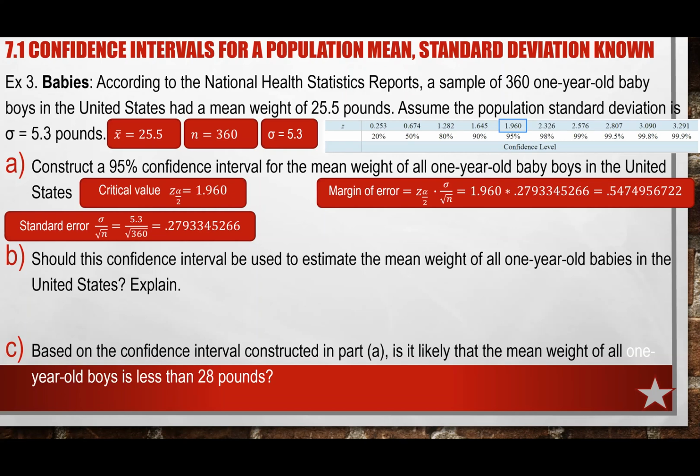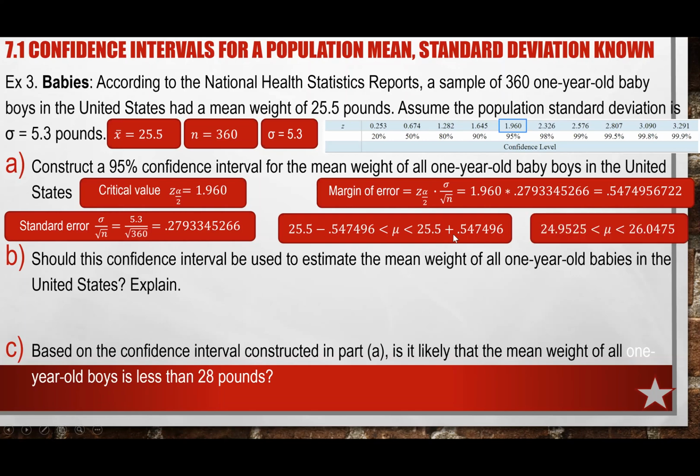Okay. So again, everybody see that this is my critical value, 1.96 times my standard error, which is 0.27933452266. And if I multiply that, I have 0.5474. Okay. And once I have a margin of error, what do I do? Well, all I need to do is take the point estimator, the mean, subtract the margin of error, and add the margin of error on the other side. So you have to add on one side and subtract on the other side. And again, this will be my confidence interval.